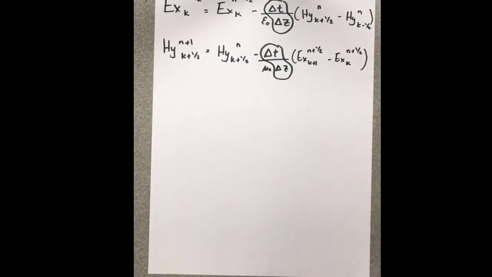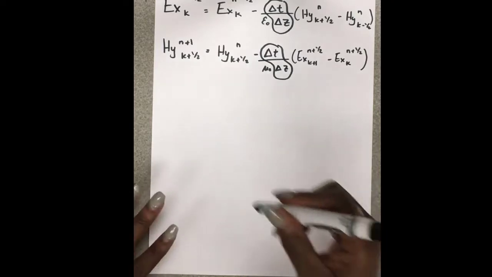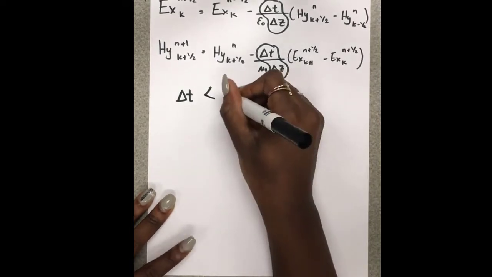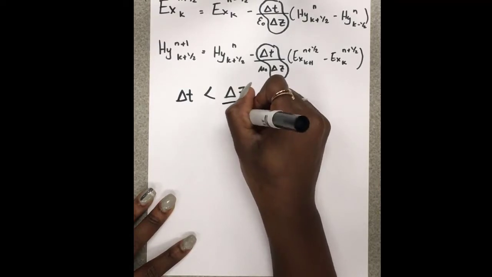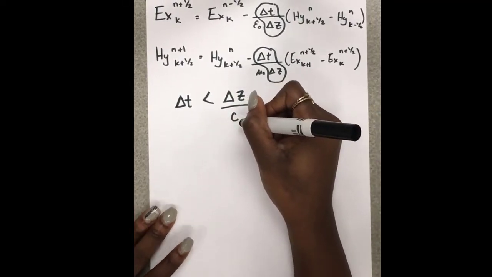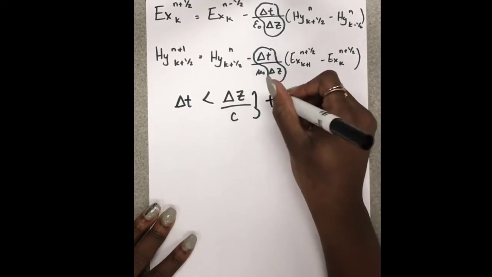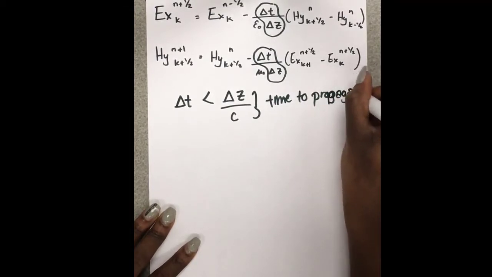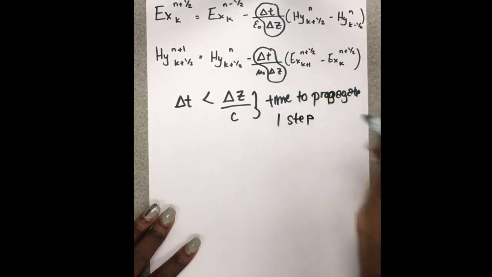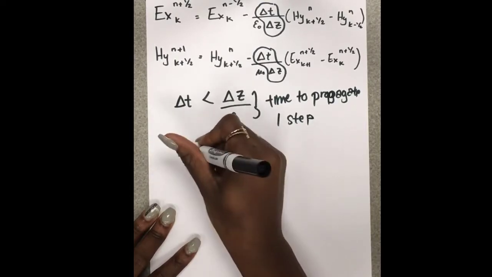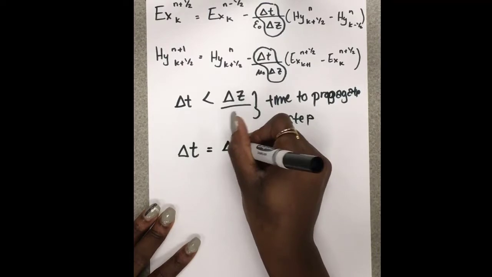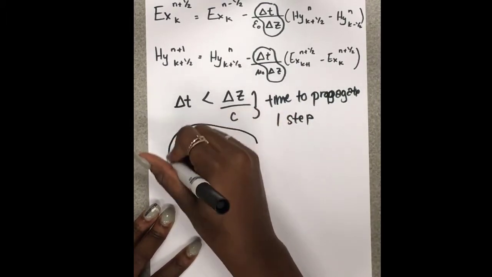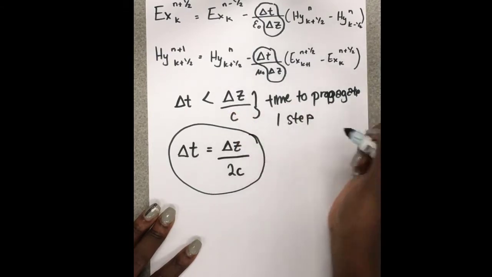How we do that is something called Courant's condition. And all that says is that the change in time must be less than the change in space over the speed of light, c. And this represents how much time it would take to propagate one time step. So from that, we could say that the change in time is equal to the change in space over 2c. And this is what we're going to use when we simulate these update equations.